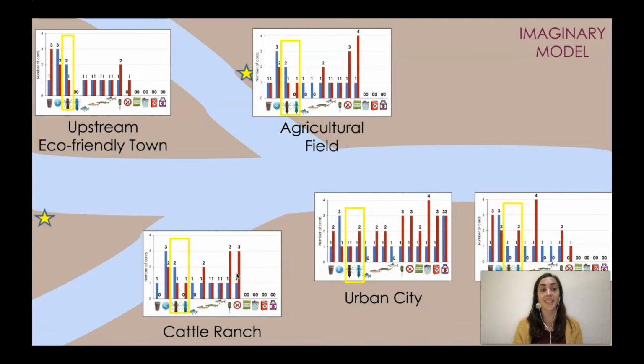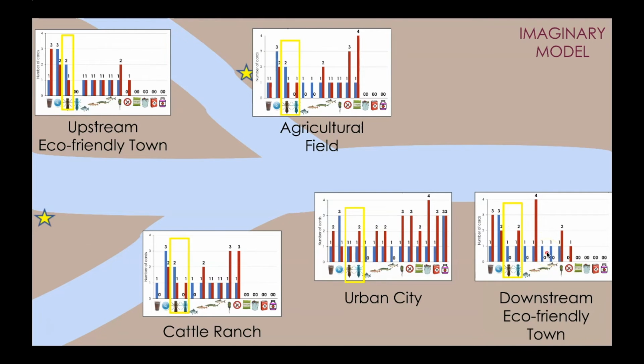What we can see is that in the upstream eco-friendly town, the healthy macroinvertebrates have decreased, but the unhealthy are not present yet. In places like the agricultural field, the healthy macroinvertebrates have decreased, and the unhealthy macroinvertebrates have increased. The same happens for the urban city. And finally, downstream is probably where we see a more drastic change: very few healthy macroinvertebrates, but a huge increase of unhealthy macroinvertebrates after a storm event.